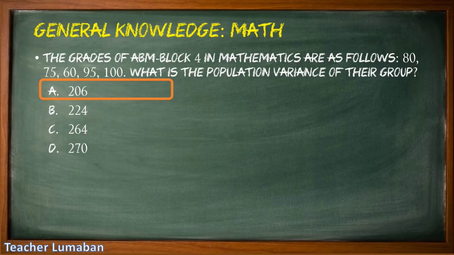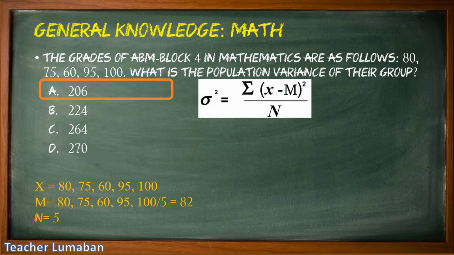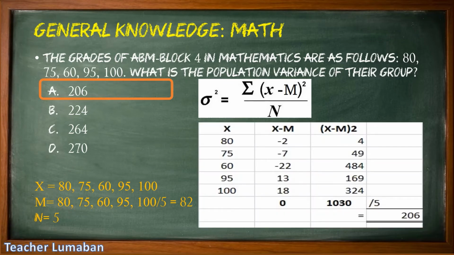The formula of the population variance. The values of X are 80, 75, 60, 95, 100. The value of M equals 80, 75, 60, 95, 100 over 5. The result is 82. The value of N equals 5 because there are 5 grades. Let's compute for X minus M. 80 minus 82 equals negative 2.